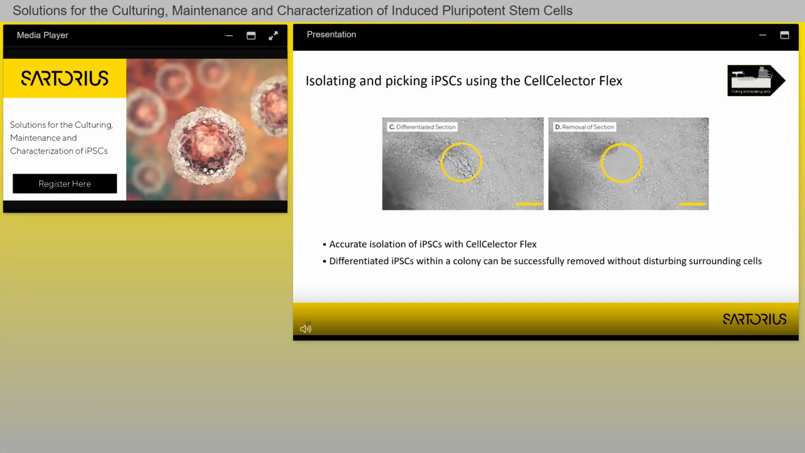Now, if you wanted to do the reverse, where you have some lovely optimal iPSC colonies growing in a plate, but you start to notice a lot of the other areas of your culture are becoming differentiated, you can use the cell selector flex to go in and pick out that individual colony or multiple colonies that are the optimum in terms of pluripotent phenotype, and then you can grow those on in new plates as a more pure iPSC culture.